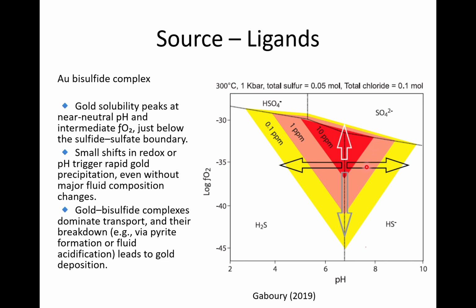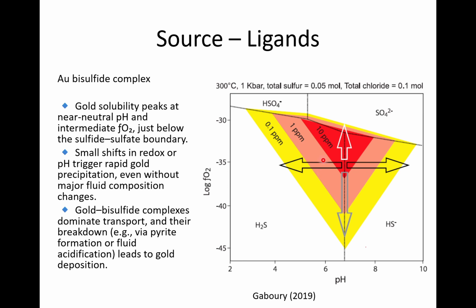And these arrows, the white arrow shows increasing fO2 and the gray arrow shows decreasing fO2, showing a deviation from the optimal redox range. Both arrows decrease gold solubility, triggering precipitation. The black arrows show changes in pH. Moving toward more acidic or more alkaline pH also reduces solubility, again favoring precipitation.